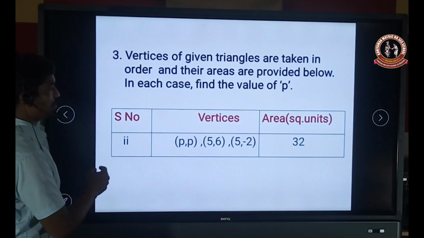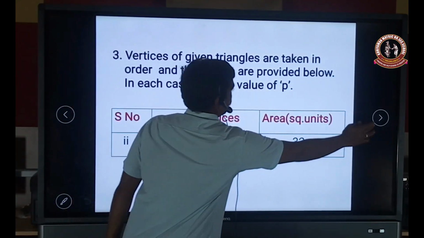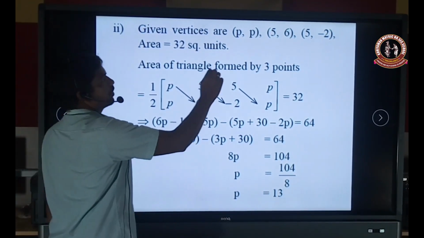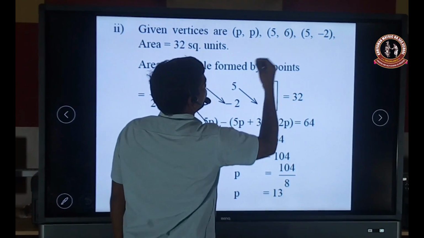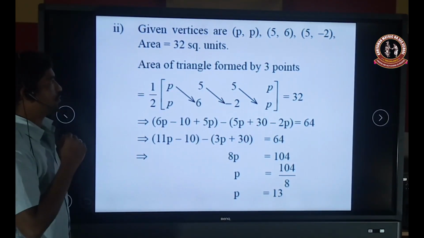So question number 2. The vertices are given and the area is also given. Now find the value of p. The given vertices are (p, p), (5, 6), and (5, -2). The area is given: area equal to 32 square units.